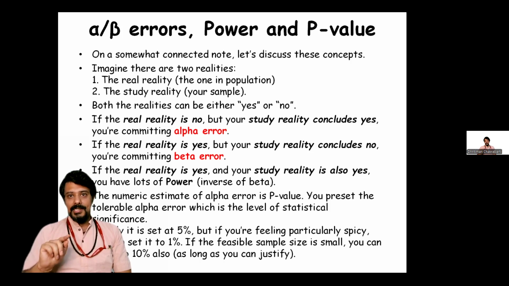P-value is the estimation of alpha error. Just think of it like this: p-value is alpha error. Alpha error is the concept, and the estimate, that is the probability within that alpha error, is your p-value.